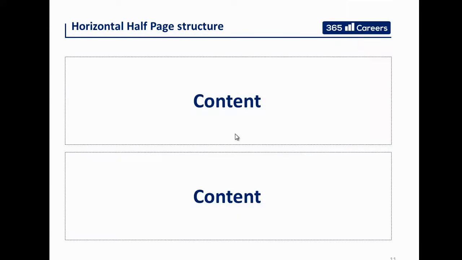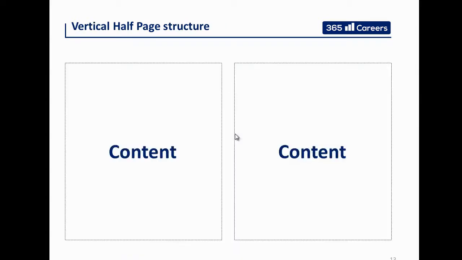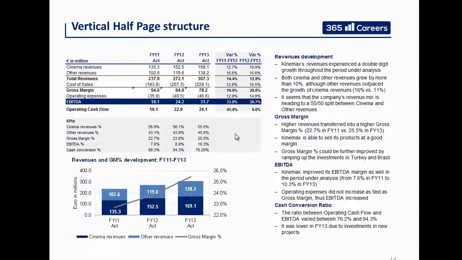Horizontal half page. The slide is divided into two parts. Readers would read it in the following order. Vertical half page. The slide is divided into two parts, and very often the right page contains text, which serves as description of the content standing on the left.